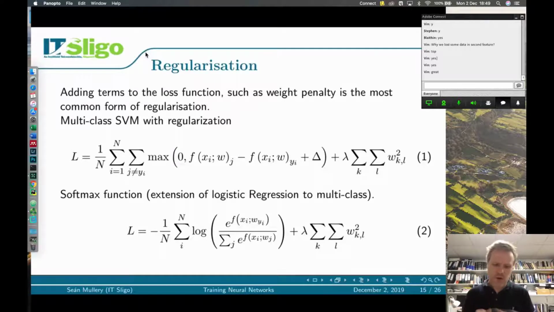So I said we'd be jumping around quite a bit. The next thing I want to talk about is regularization, and we've mentioned this quite a bit before as well. This is the idea where when you're training, you want to make sure that your network is not learning something that is overfit to the data. So adding terms to the loss function, such as a weight penalty, is the most common form of regularization. At least it's the most common form of regularization that is quite easy to control, but it's by no means the only way of doing it.